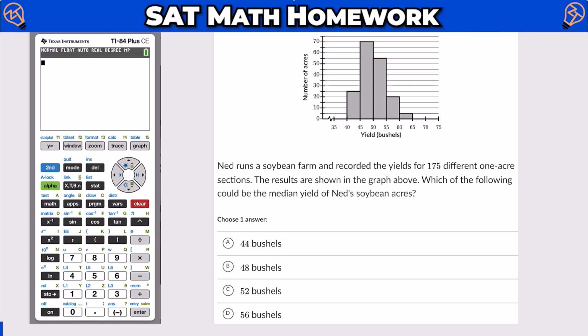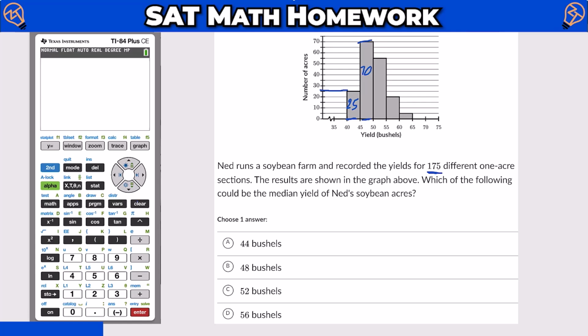To find the median value, and notice median is the middle value. If we go from smallest to biggest, or really biggest to smallest, we're going to find the median value, and they specify that we have 175 different sections. From 40 to 45, there's 25 of those. And then from 45 to 50, there's another 70. And we could continue in that way.